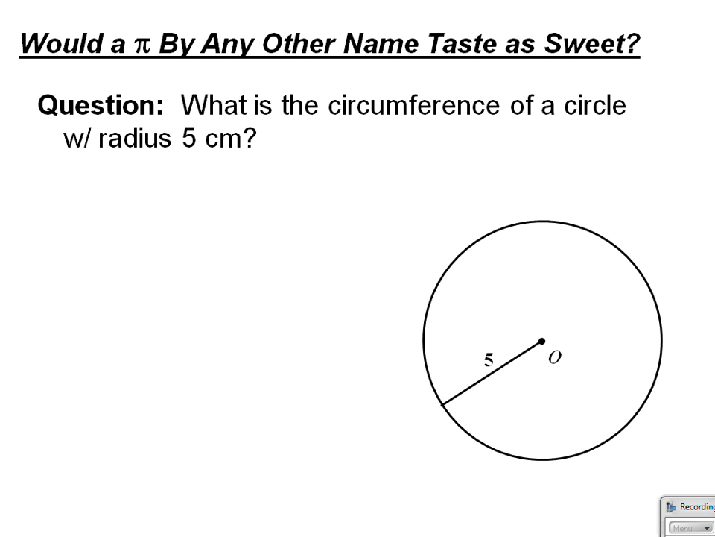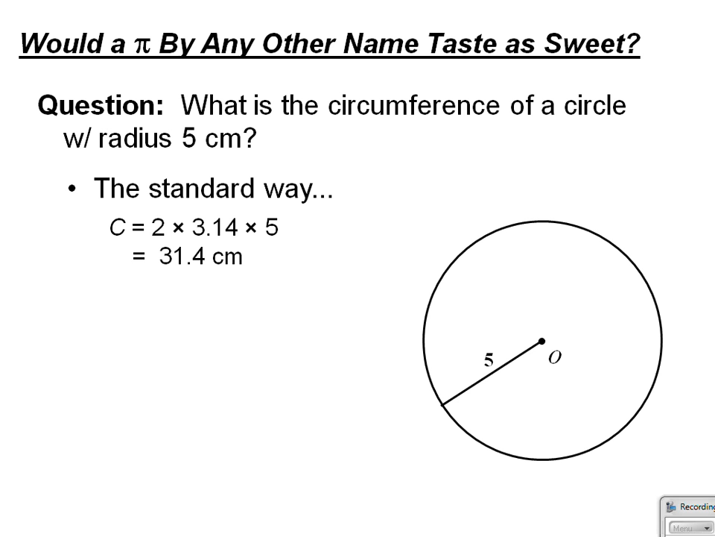What's the circumference of a circle that has a radius of 5? I'm sure you've done these problems before where you take the radius of the circle, you multiply it by 2, and then you multiply that by 3.14, which is our approximation for pi. Do those calculations and you get 31.4 centimeters. But again, this is an approximation. This is not the exact answer.